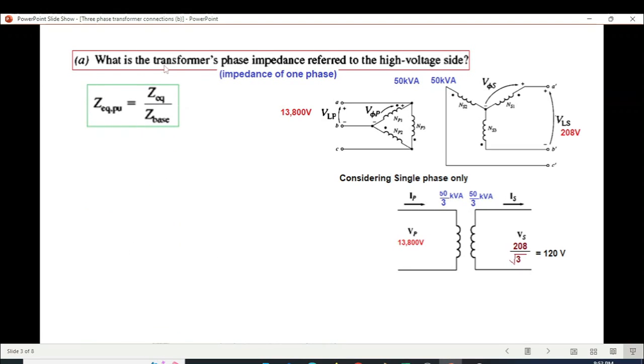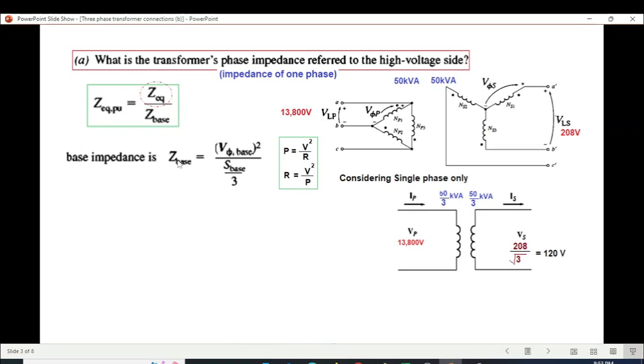Now, this is the formula for Z equivalent per unit. For that, we have to divide Z equivalent by Z base. Now, in this case, we have to calculate Z equivalent. So we need to find Z base, and Z equivalent PU is already given. We'll just see. Okay, to find Z base, we recall this formula. We know power is V square over R. So R is V square over P, and now here it is Z, so Z will be V square over P.